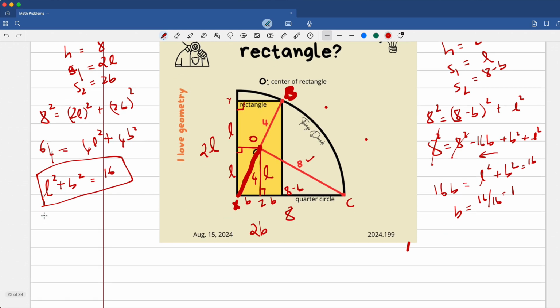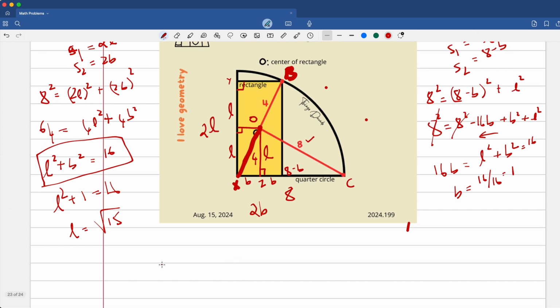So now you can substitute this back. Put b equal to 1 here, and you will have L squared plus 1 is 16, which means L is square root of 16 minus 1, that is root 15. What's the area of the rectangle? It's 2 times L times 2 times b. b is 1, so it's 2 times root 15 times 2 times 1, which is 4 root 15. So the area of the shaded yellow rectangle is 4 root 15.